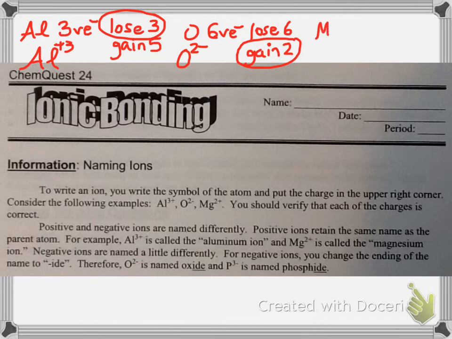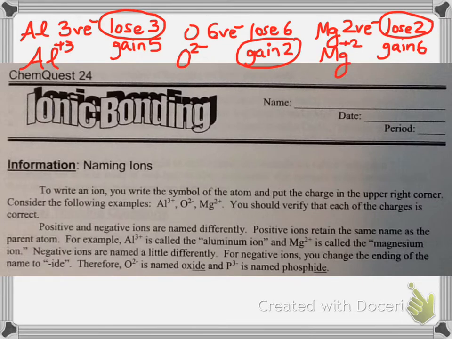For magnesium, magnesium is in group 2A, so it has 2 valence electrons. So its choices are to lose 2 or gain 6. Again, it's always going to do whatever's easiest, so that's lose 2. So magnesium is going to have a charge of +2.